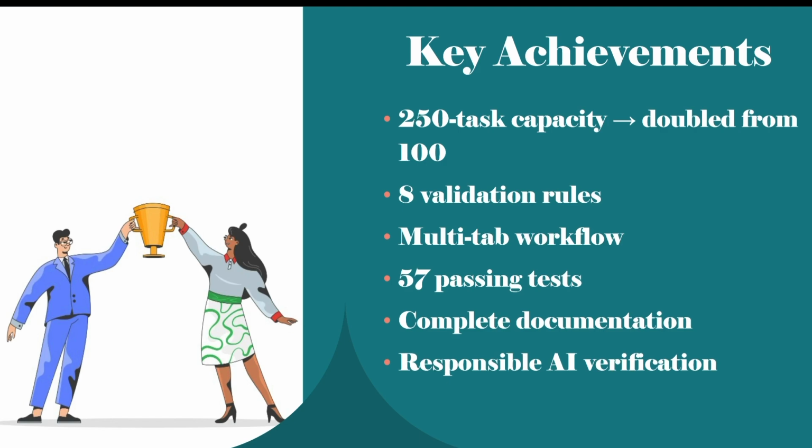Here are some things we've accomplished. Increasing capacity to 250 tasks. Built 8 strong validation rules, added multi-tab workflow, wrote 57 passing tests, produced full documentation, class diagrams, test docs, everything, and demonstrated responsible AI use with full transparency. We took this from an idea to a production-ready system in just 5 milestones.